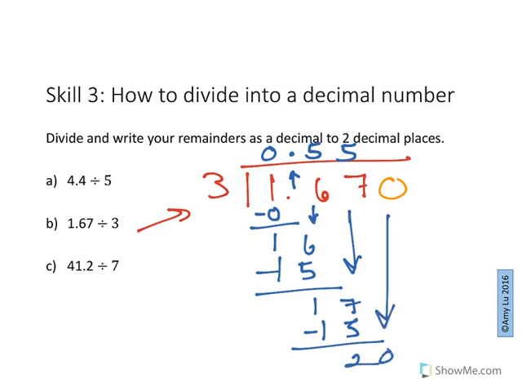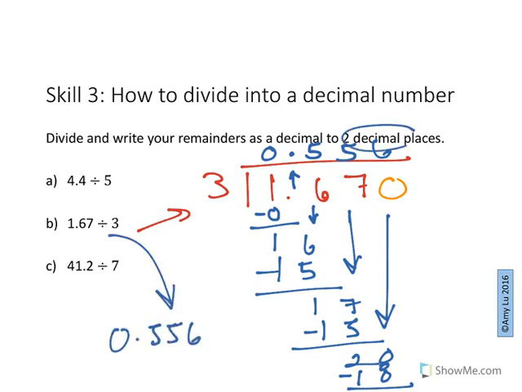We need that last 0. 3 goes into 20 6 times. And 18, and basically it's going to keep going. So we have the decimal 0.556, but we need only 2 decimal places. So that 6 causes that 5 to go up. So your answer is 0.56.